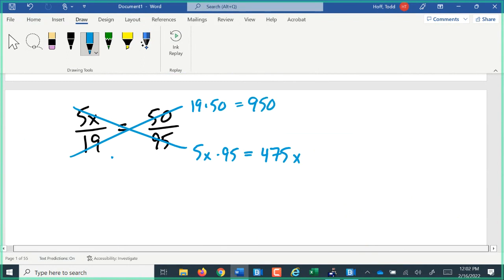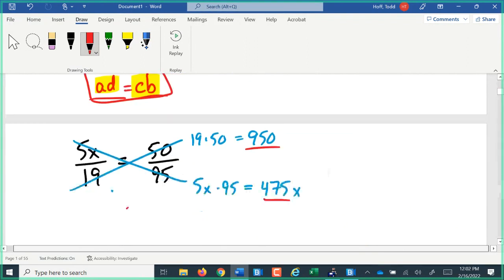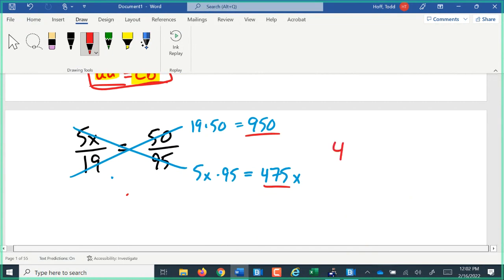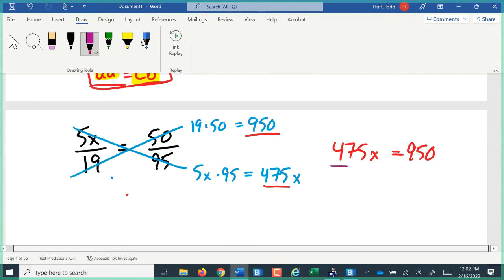And then, as we saw up above, those cross products must be equal. AD has to equal CB. So we know that 475x has to equal 950. And now from here we can solve by simply dividing by the 475. You get x equals 2.